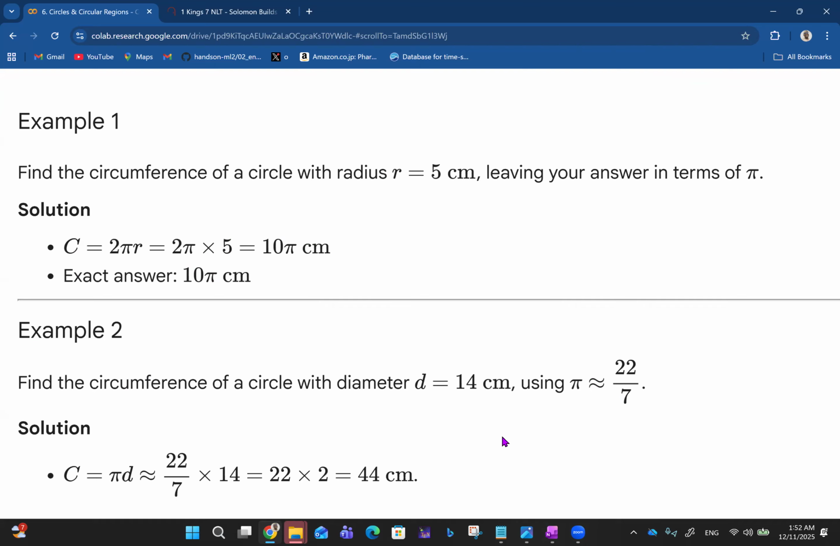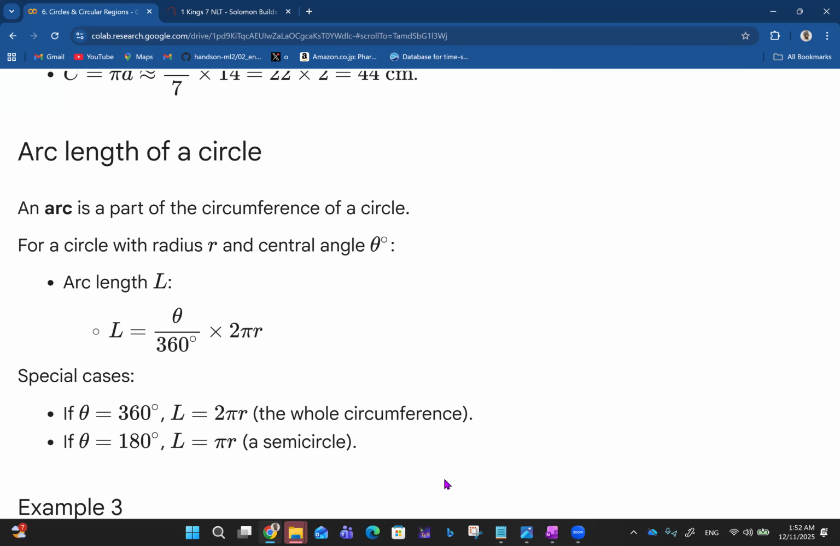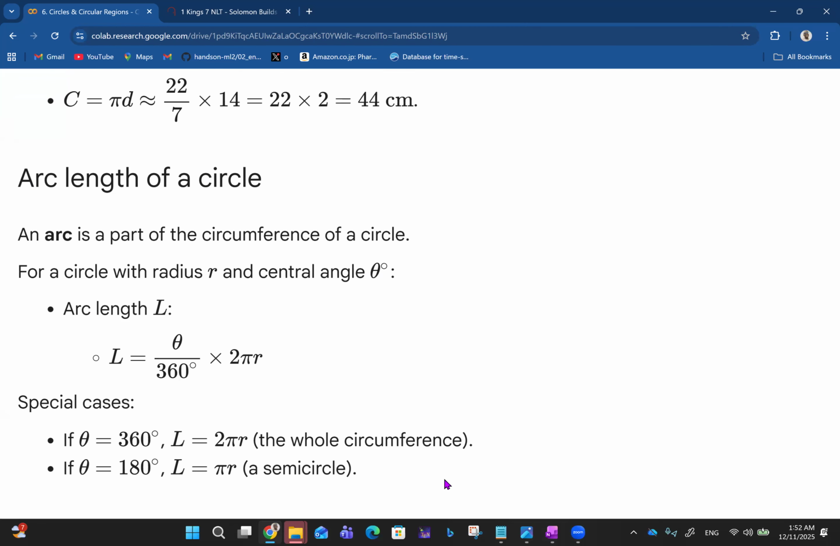Using pi is 22 over 7 in this case as suggested. So circumference is pi d, that's 22 over 7 times 14. 7 into 14 is 2. 2 times 22, that's 44 centimeters. Now, that is that. Now, we're talking about an arc length, right?